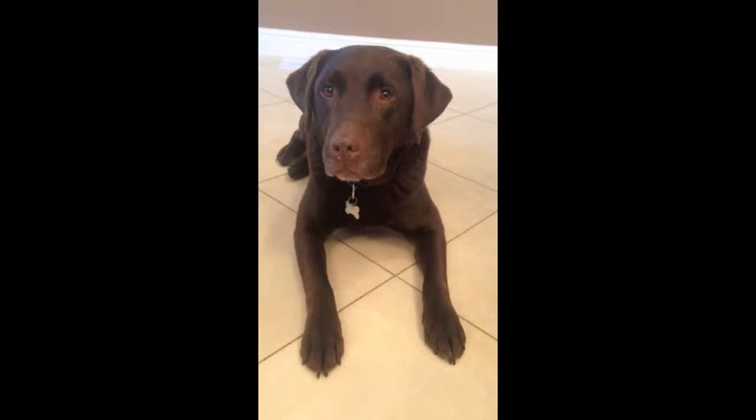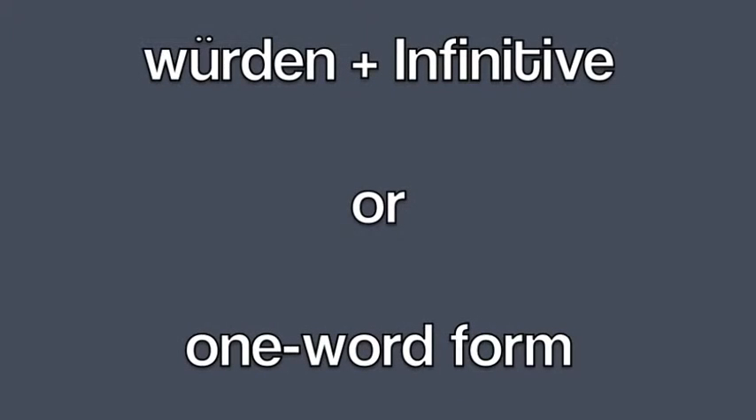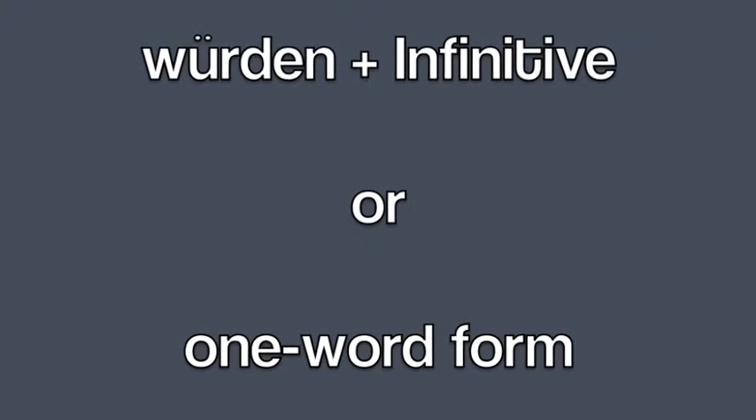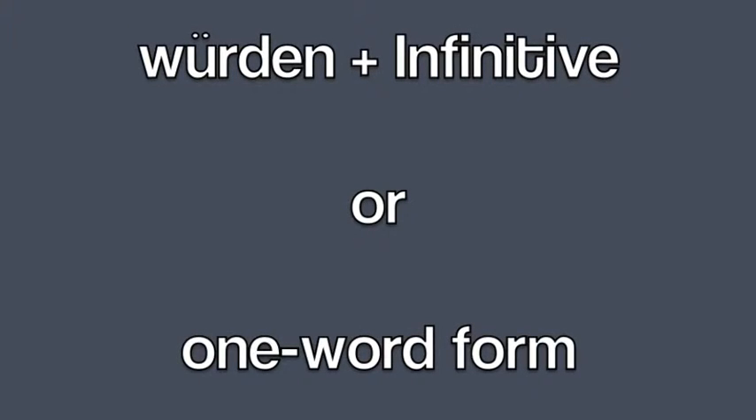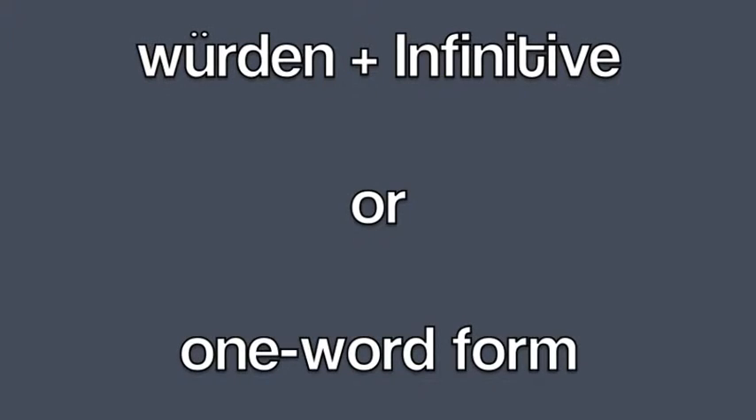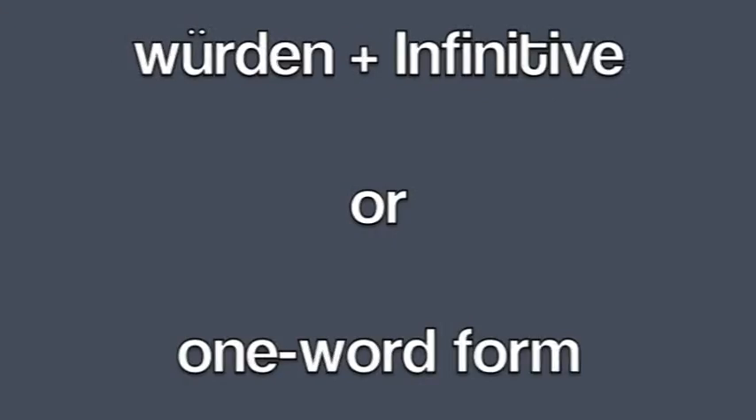Right, now we know when to use it, we need to know how to form it. The Konjunktiv II has two forms, werde plus an infinitive or a one-word form. These two forms both mean the same, but the one-word form is used less frequently. However, that being said, the one-word form is to be used for modal verbs, haben, sein, and werden.